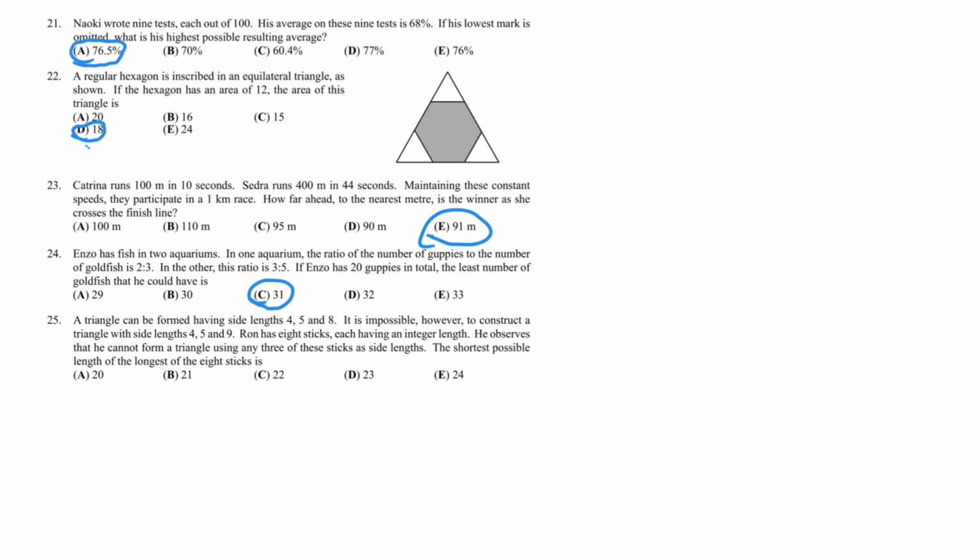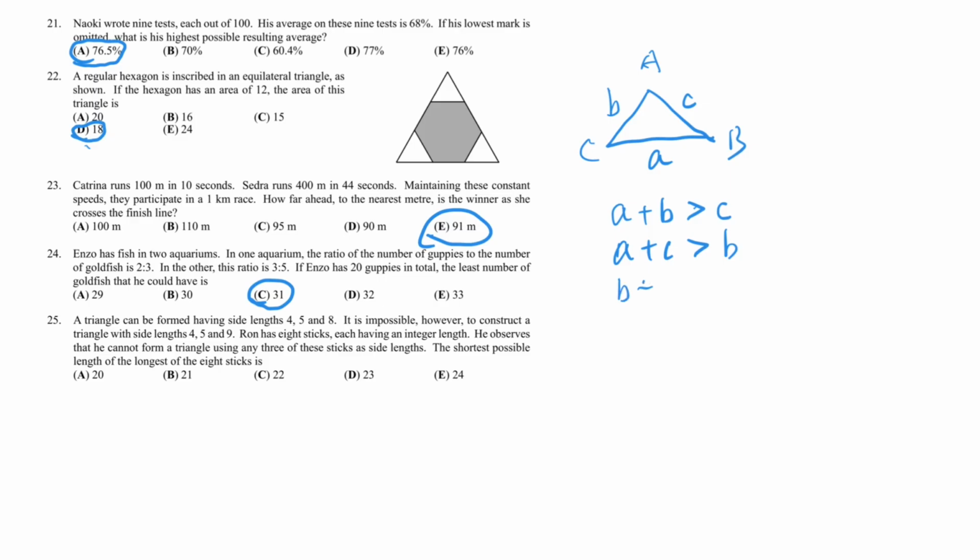We know for the triangle ABC, if the side lengths are A, B, and C, the triangle inequality is A plus B must be greater than C, A plus C must be greater than B, and B plus C must be greater than A. If the 3 sides of the triangle do not satisfy the triangle inequality, they cannot form a triangle.